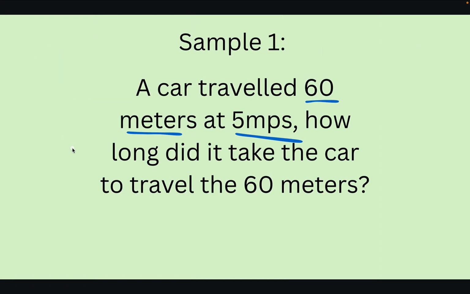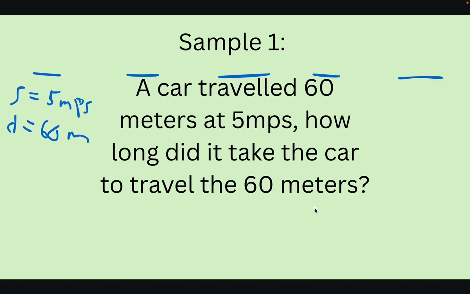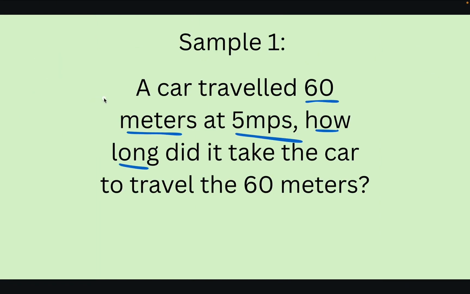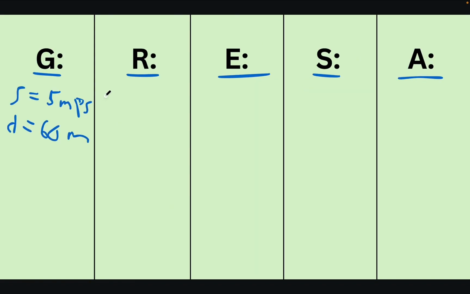Now, the next thing the problem does is it asks us a question. It asks us how long did it take the car to travel 60 meters. And because it asks us a question, it's requiring something from us. That's what R stands for. What question does the problem ask us? And in this case, it asks us a question of time. How long did it take the car? So we're going to put here time, and we're going to put a big old question mark next to it because we don't know it. We're trying to find this.